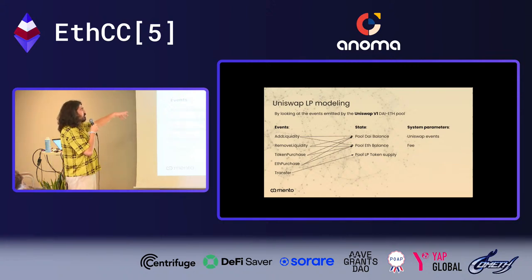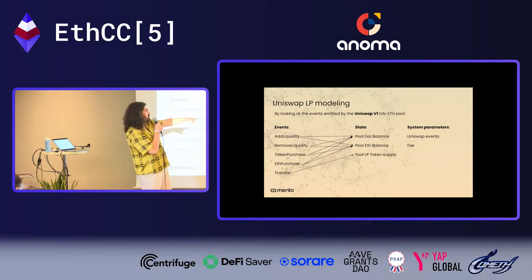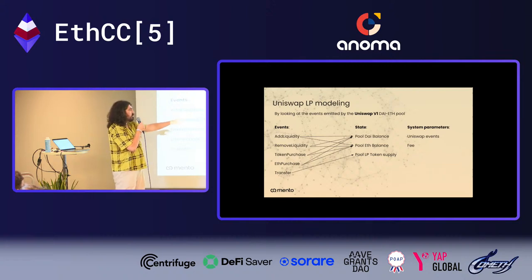So I modified an example from the cadCAD repo, and this includes a bunch of events emitted by the Uniswap V1 DAI ETH pool that we can use to model the behavior of the contract and then compare that model to the reality, essentially. We have a list of these events, and these map to changes in that state. We have three state items that we care about: how much DAI is in the pool, how much ETH is in the pool, and how much LP token was minted by the pool. And we can process these events and make changes to that state.